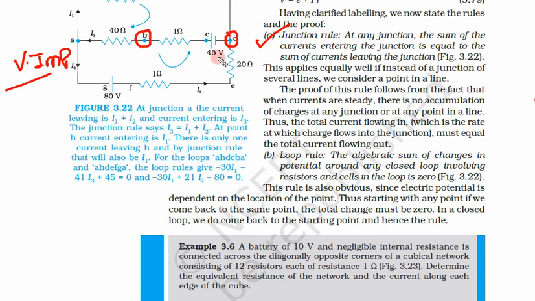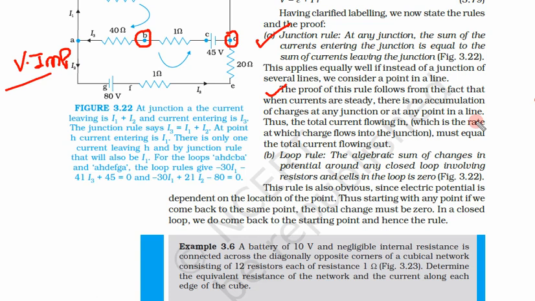Here we can see three lines. Here there is only one line. So this applies well, instead of a junction, we consider a point in a line. Now the proof. The proof of this rule follows from the fact that when currents are steady, there is no accumulation of charges. That means charge cannot sit there, as we saw in the case of water. Water cannot stay in the pipe, water has to go out of the pipe. So water coming in is equal to water going out. So there is no accumulation of charges at any junction or at any point in the line.